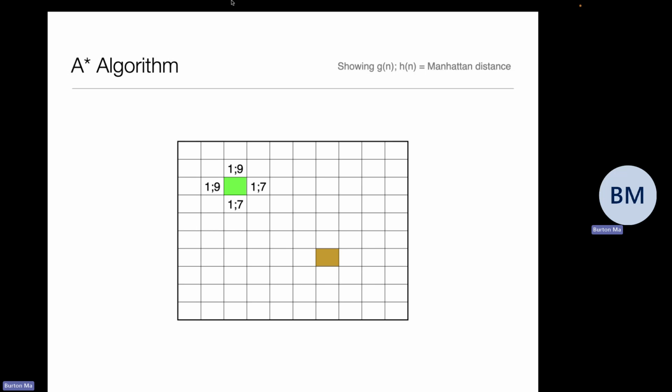G of n is just the distance to the start location. So that's one square away from the start, that's one square away, that's one square away, that's one square away. The second number is the distance to the goal. Right? So that is 1, 2, 3, 4, 5, 6, 7, 8, 9 steps to the goal. Right? That's 7, that's 7, that's 9. Sum up the two numbers, you get 10, 10, 8, and 8. Right? And so that's the first iteration of the algorithm.